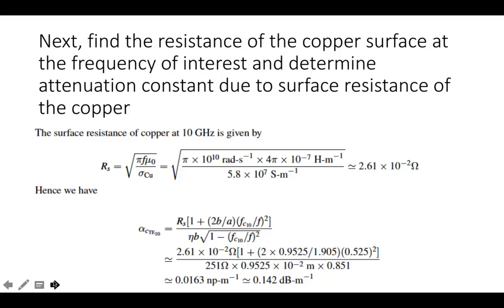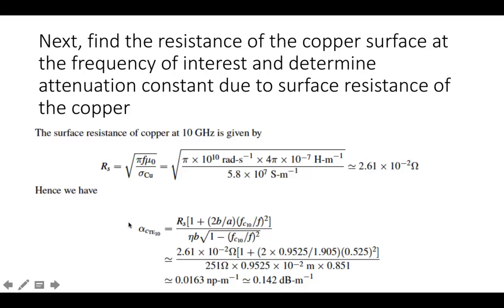All right, well, the surface resistance of copper can be obtained by using the formula for surface resistance of a good conductor, which is given here. And so we plug in all the relevant numbers, and we get 2.61 times 10 to the minus 2 ohms, and this is obviously for a unit length.